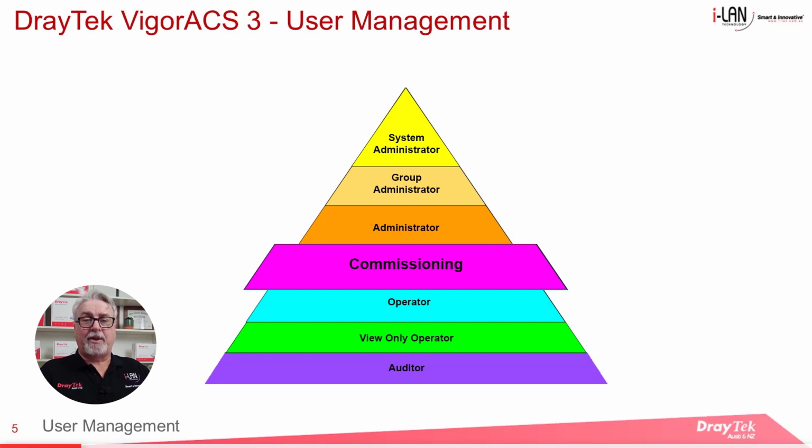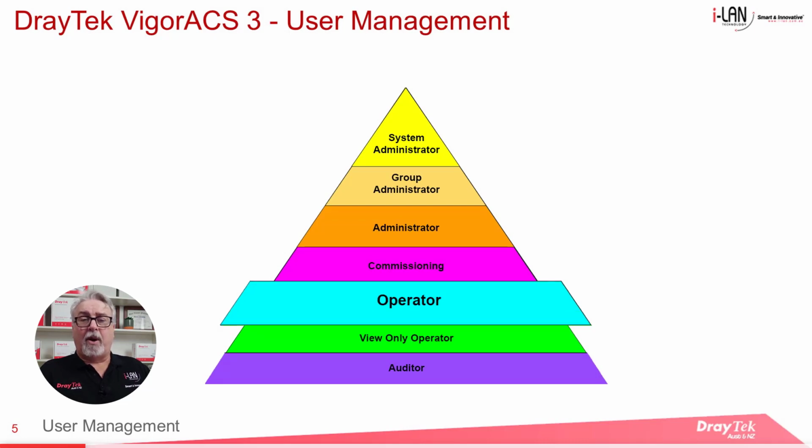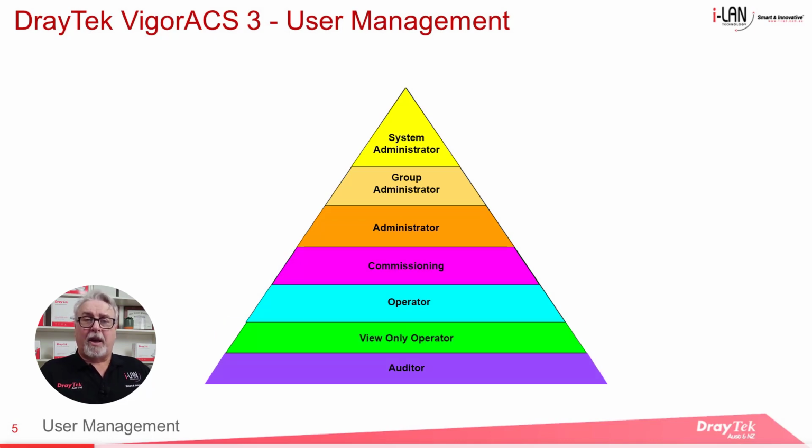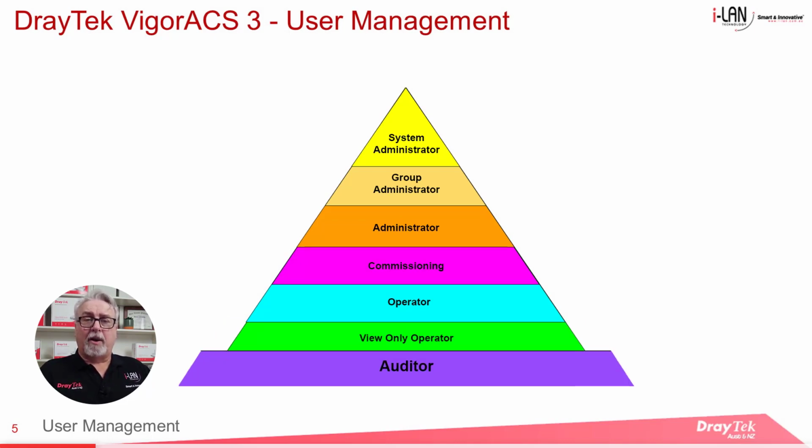Below this, we have commissioning. A user with this authority can add a new network and view SD-WAN settings. The operator role can view and monitor the network as well as make some minor changes for some functions. The view-only operator has the lowest authority and can only view the network. They can't make any changes. Right down the bottom, we have auditor. This role can only be created by the system administrator, and its function is to view deleted log information for auditing purposes.